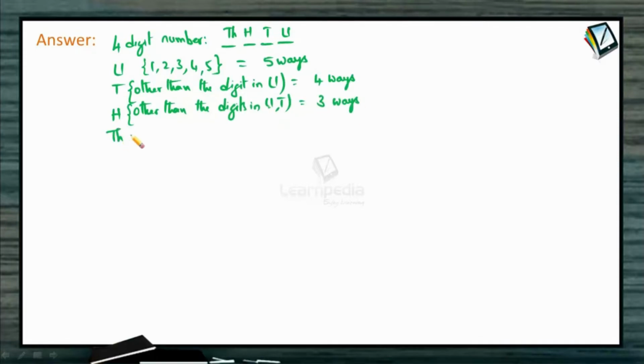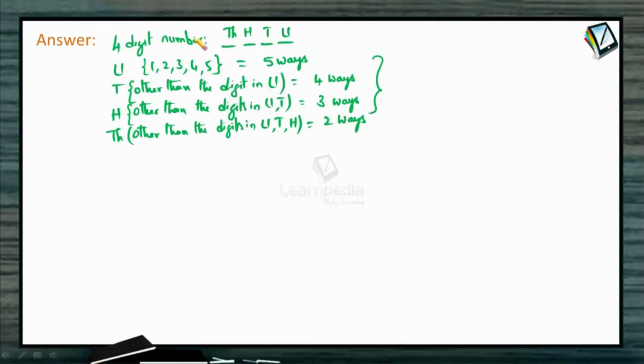And similarly, how many ways can you perform the thousands place arrangement? Because repetition is not allowed, we can use other than the digits in the units place, the tens place and the hundreds place. You are left with only 2 choices. Out of 5 we exhausted 3.